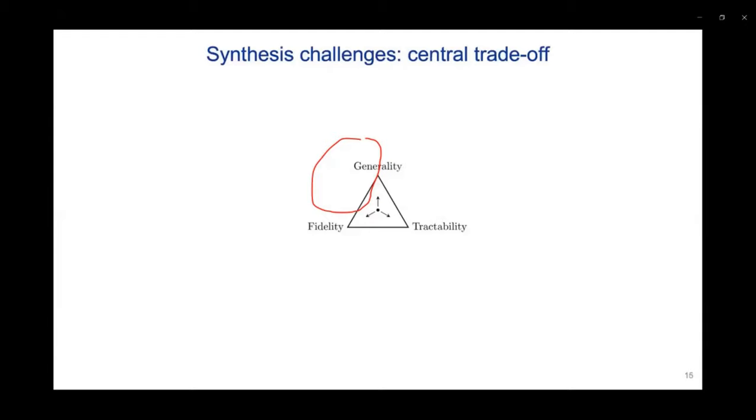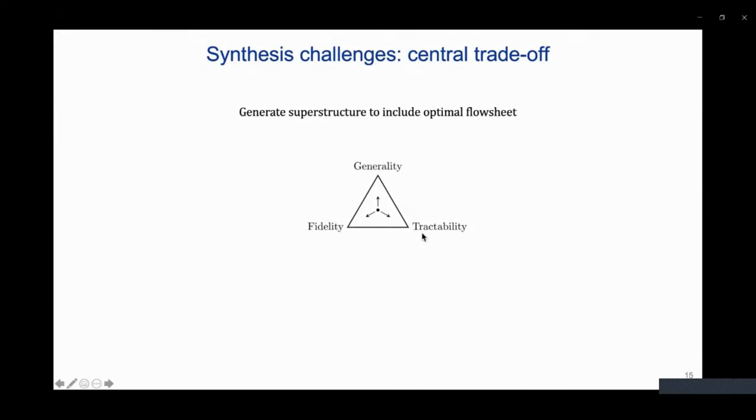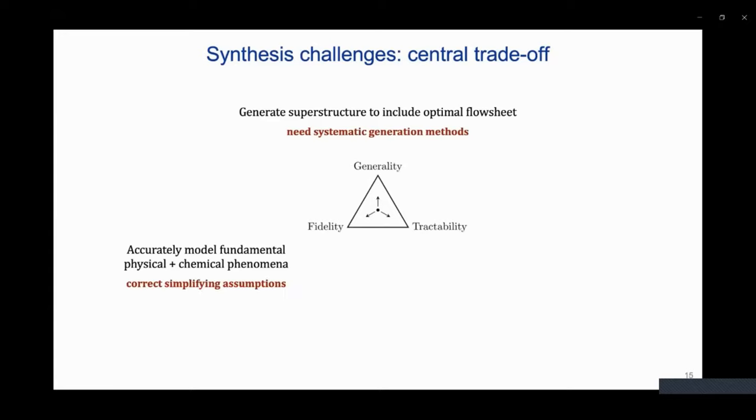Okay, now, what are the challenges when you develop a synthesis type of tool? Well, you have three points here: generality, fidelity, and tractability. In other words, you want to make sure that the superstructure will indeed include the optimal flow sheet. So how do you know that you have included all possible alternatives? This is a major challenge in terms of being general. So you need systematic ways to generate the flow sheet, and I'll be describing how we do that in Pyosyn. Then fidelity: you also need to make sure that you have an accurate model, or at least models at different levels of complexity, that still capture the physics and the chemical phenomena of the problem.